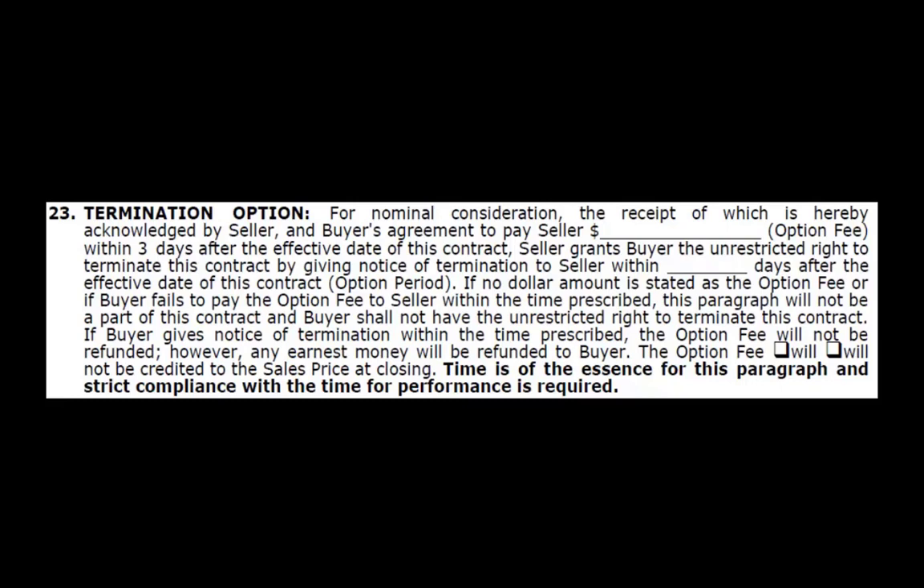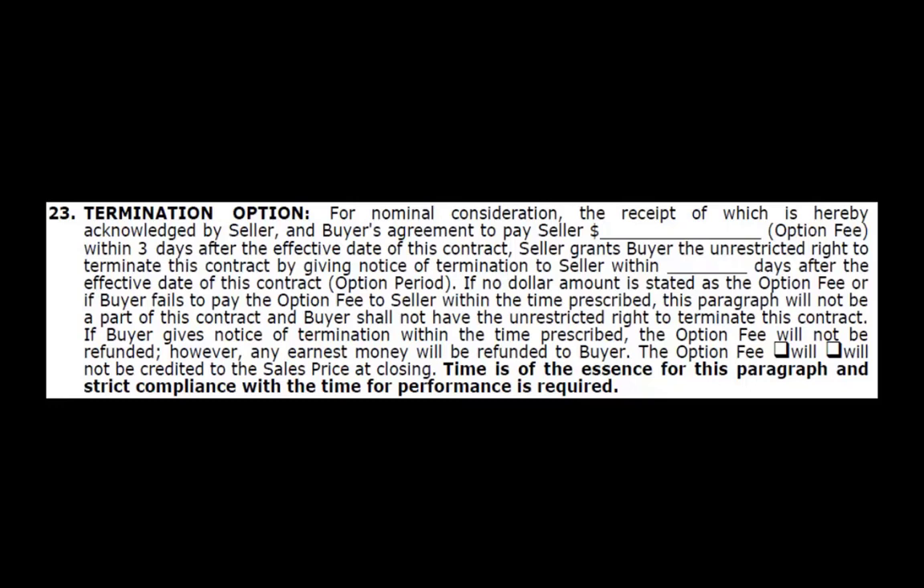Okay, so the seller grants the buyer the unrestricted right to terminate this contract by giving notice of termination. So the seller can't back out, but the buyer can. And the buyer has to give notice of the termination within a certain number of days. And you can put any number of days in that blank that you want to put. However, I say that anything less than 5 days is really, really probably not realistic, because you have to assume that in most cases there's going to be at least one day of a weekend involved in that time period.